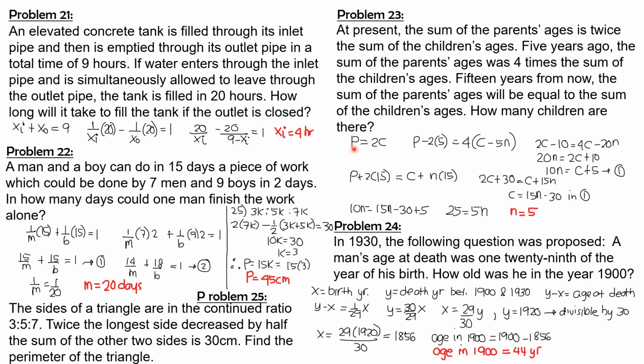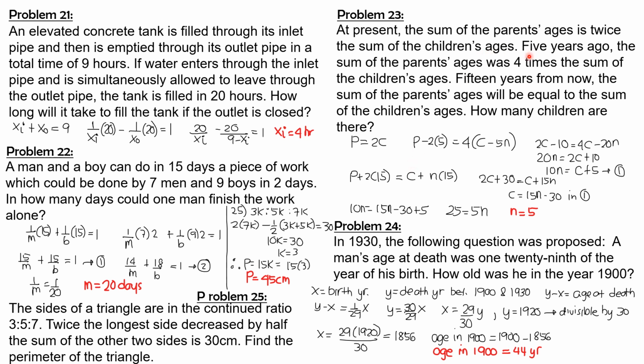So the parents' ages, there are 2 persons, 2 parents, husband and wife, equals 2 times the sum of the children's ages. So P equals 2C. C is the sum of the children's present ages. P is the sum of the parents' present ages.